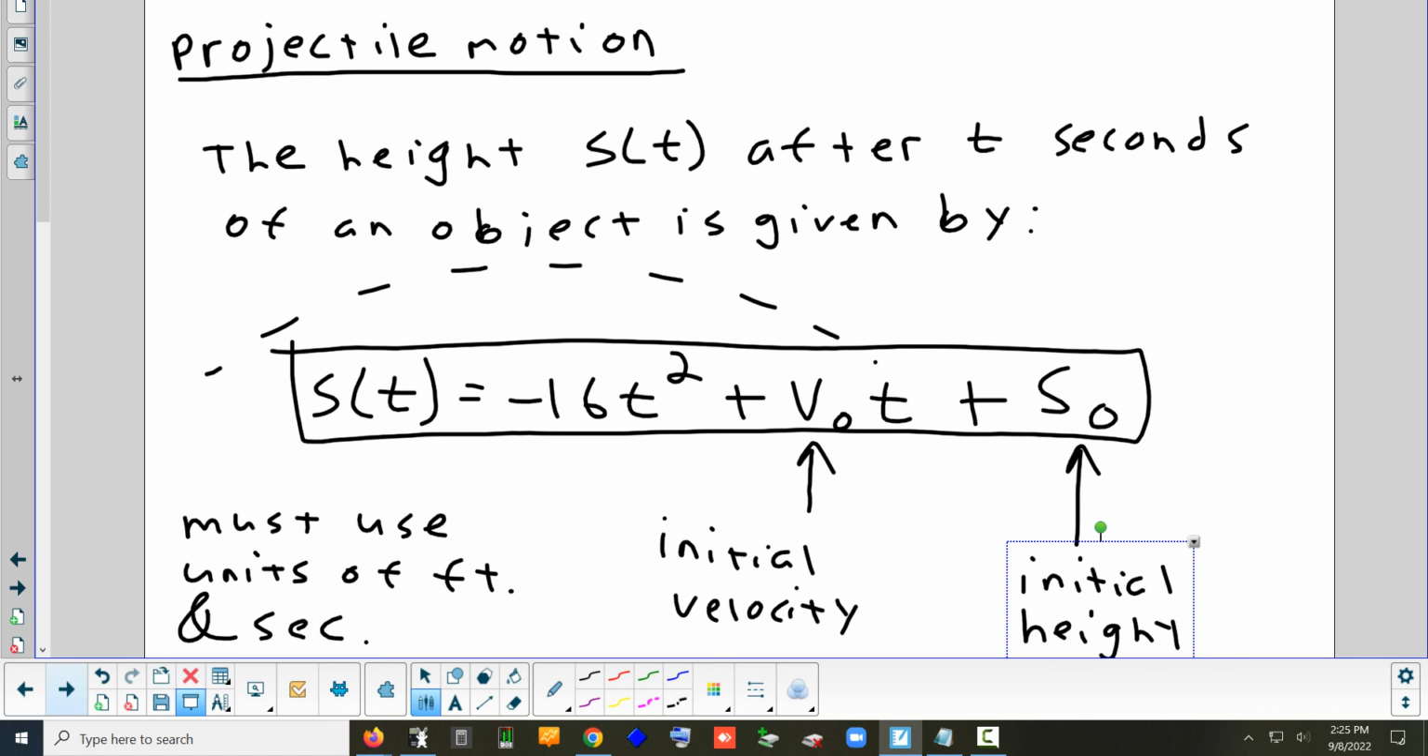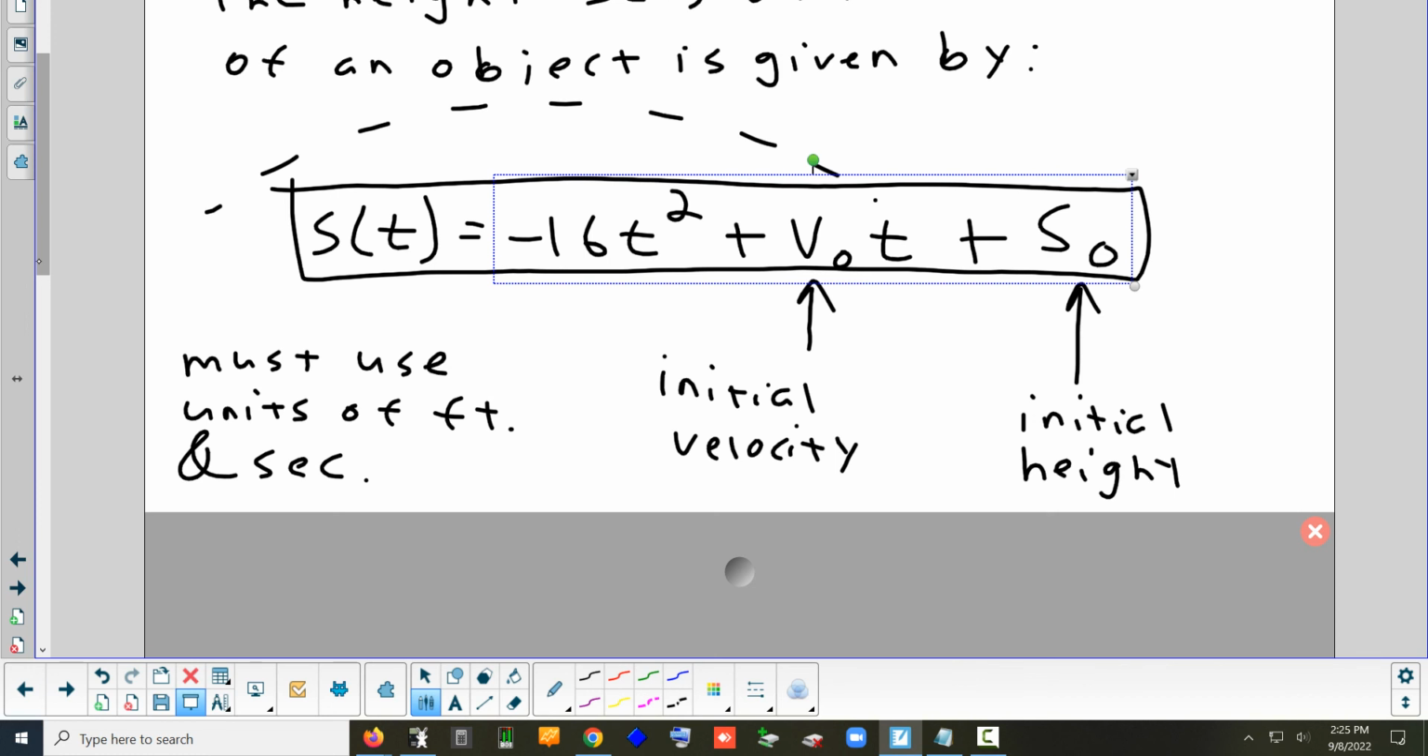So in a problem, they will tell you these two numbers, the initial velocity and the initial height. You'll be given those. This negative 16 is something that's always there. It just stays the same in every problem. And you don't have to memorize that formula. That's something you could just put on your reference sheet. It will always use units of feet and seconds. In other classes, you might use metric. We'll always use feet and seconds in this class for this formula. Does everyone have the formula?